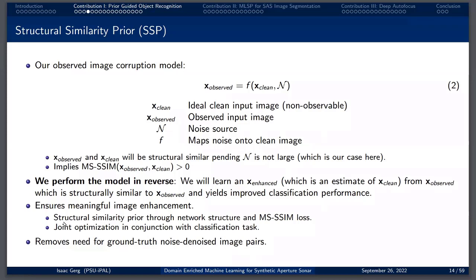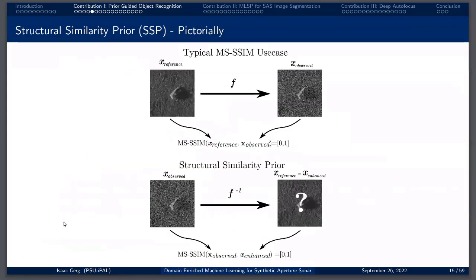So what we want to do here is we're actually going to model this in reverse. So we're going to learn what this clean image is, or we're going to call it enhanced, from these observations. What does this look like?